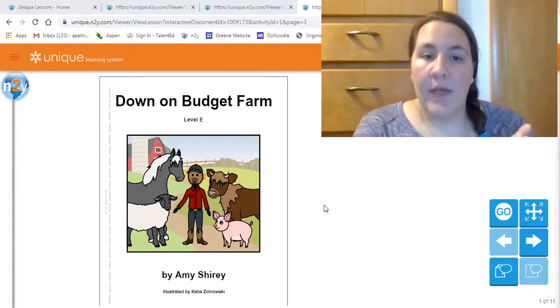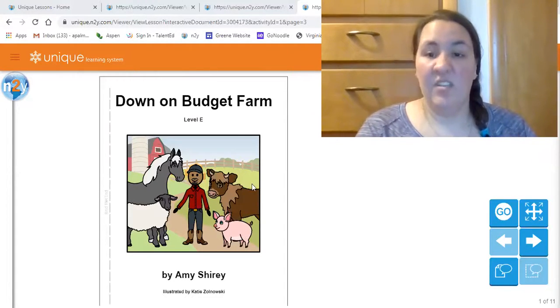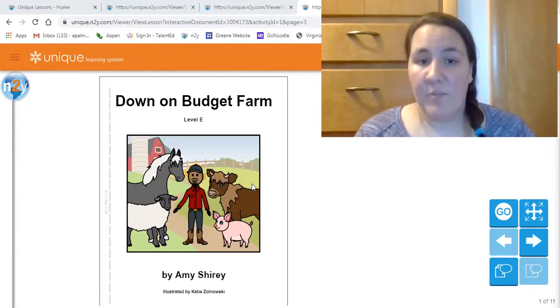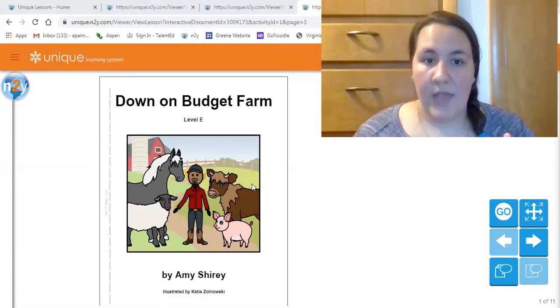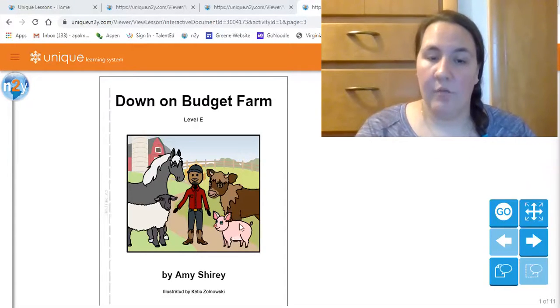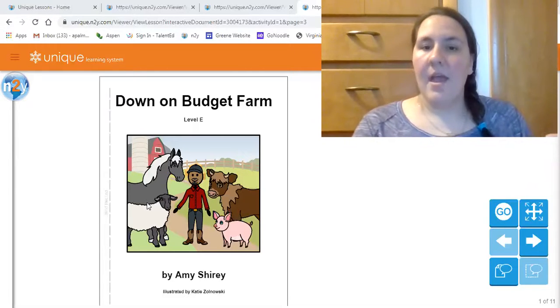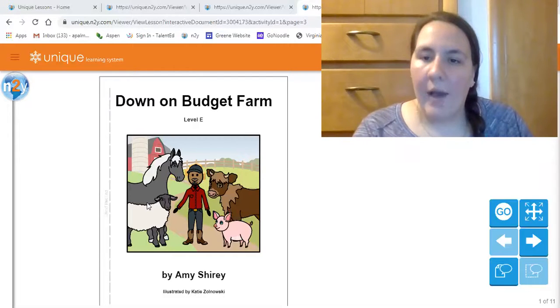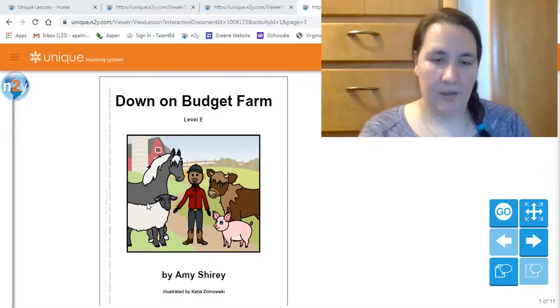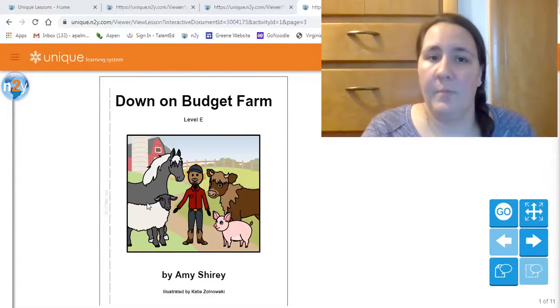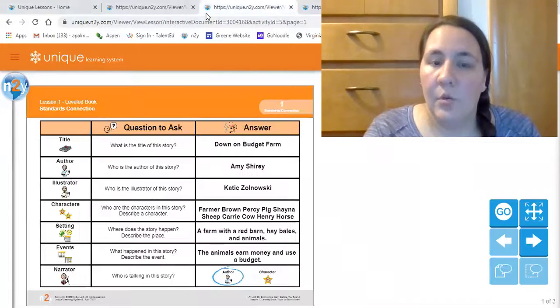In part 1, we read the story Down on Budget Farm, and we have done this story a lot this month. This was one of our books for the month of April, so a lot of my lessons have been on this story. This story had our animal characters, all 4 of the animals were getting a budget, a paycheck every week, and it was talking about how they were going to either save or spend or donate the money that they received, their paycheck. So this story was all about those animals and what they were going to do with their money. So we answered questions from that story.